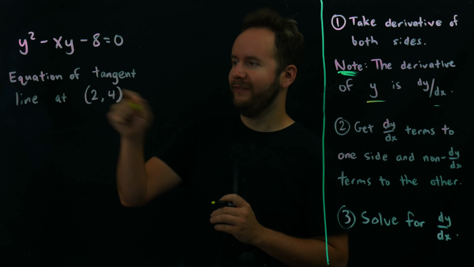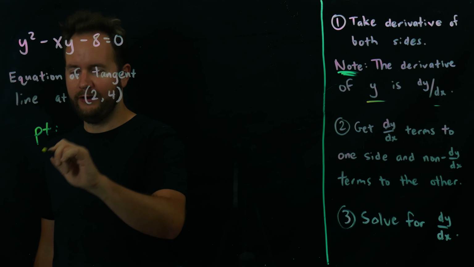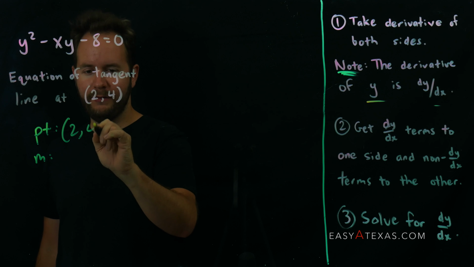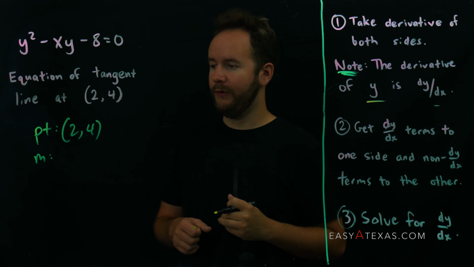Big surprise, we're being asked to find the equation of another tangent line. The way we do that is by finding a point and a slope. Now, fortunately, we're already given the point. The last thing we need to do is find the slope. Now, how do we find the slope? That we find using the derivative.